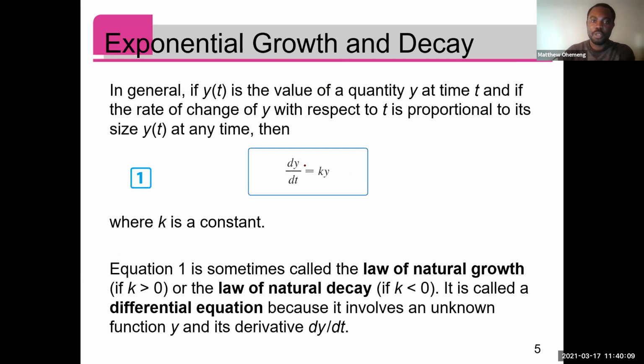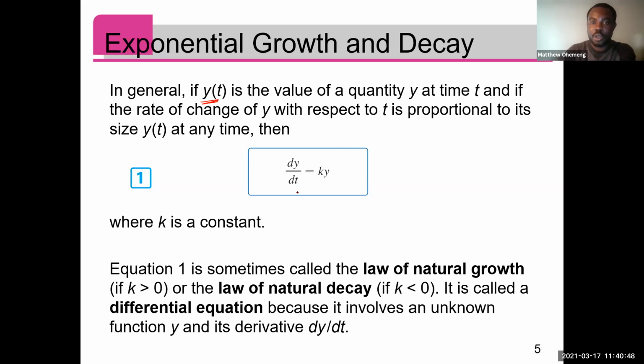So if y of t is the quantity we are talking about, then the derivative, the rate of change, is proportional to the function itself. So you have the equation dy over dt equals k y, where k is a constant. This model is called the law of natural growth if k is positive, meaning the quantity is increasing. On the other hand, if k is negative, it's called the law of natural decay.